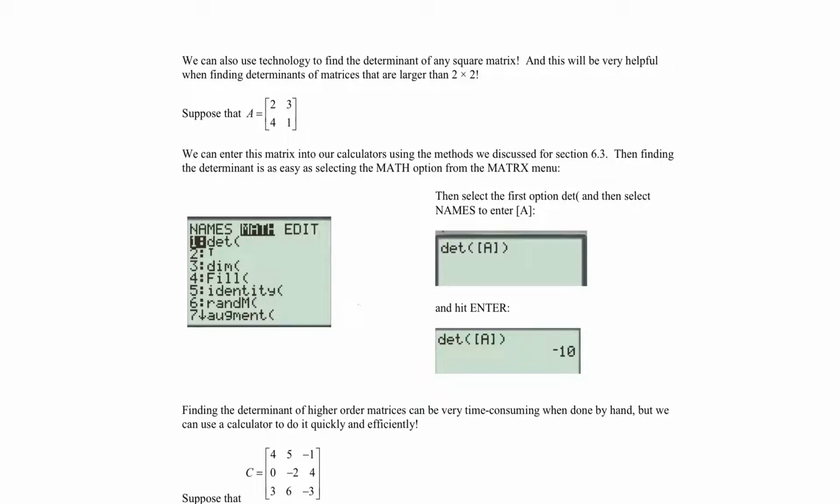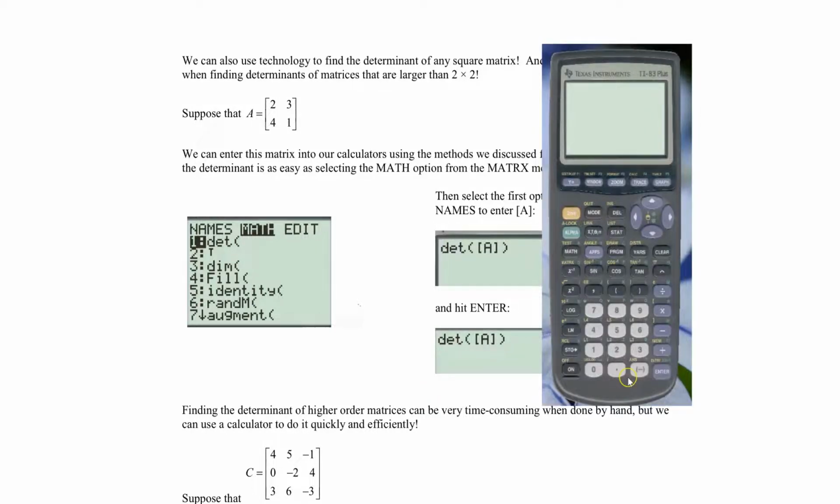And then finding the determinant is as easy as selecting the second matrix, right? Open up my matrix menu, and then I'm going to arrow over and select the math option. When I do that, the first thing I can do is find the determinant. So I'm going to hit enter. I'm going to go back to my names, pick A, close parentheses and hit enter. And it's going to tell me that the determinant of that matrix is -10.